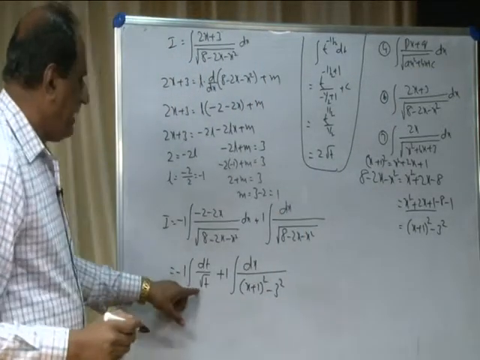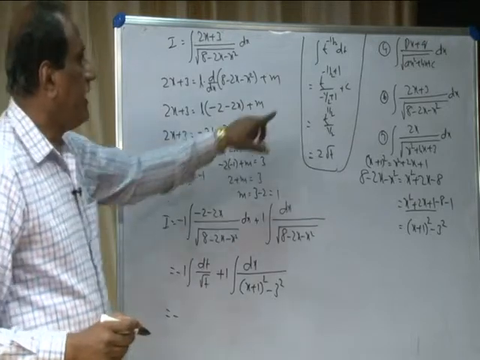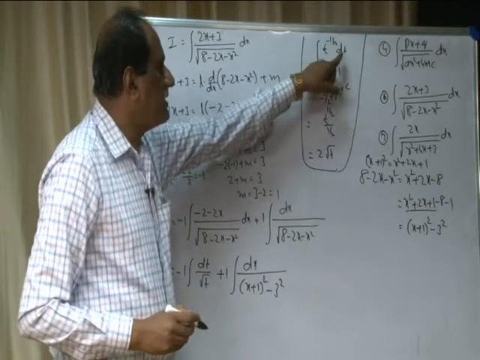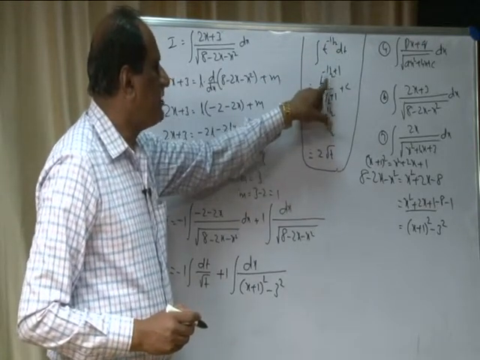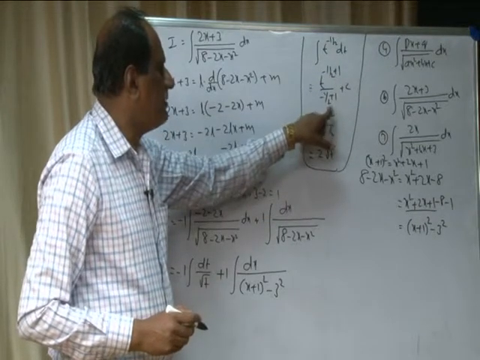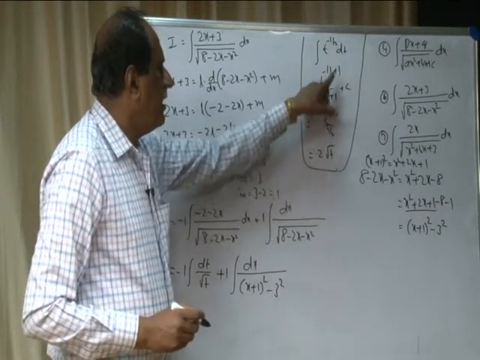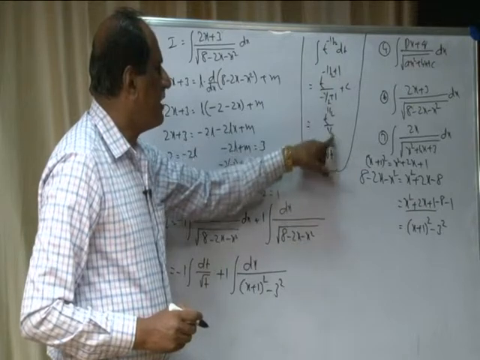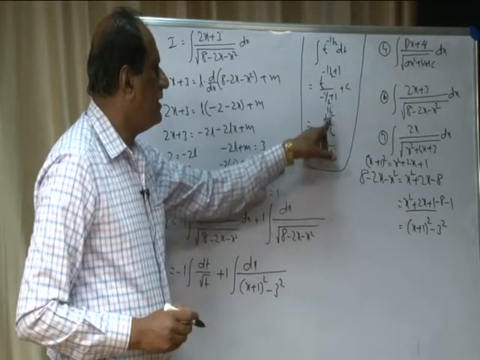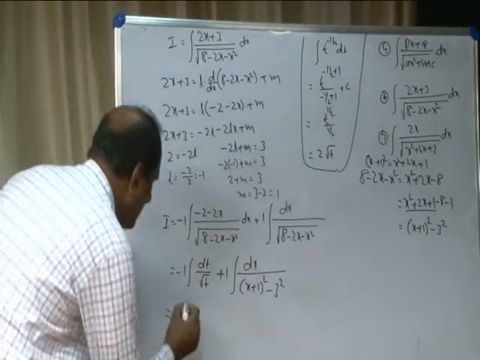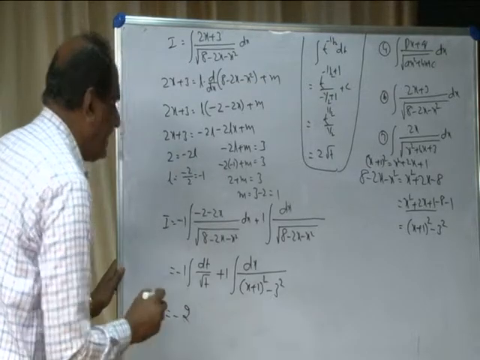So t power half in the denominator, take to the numerator, t power minus half, integrate with respect to t: t power minus half plus 1 by minus half plus 1 plus c. 1 minus half is t power half, divide. Take this 2 to the numerator, that is 2 root t, that is 2 into root t.